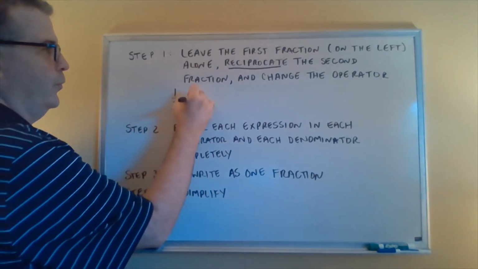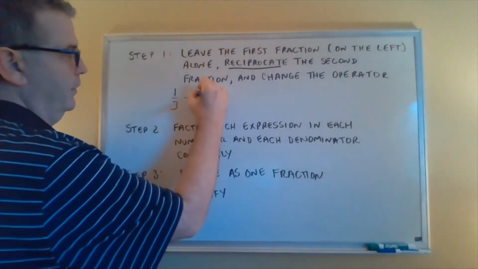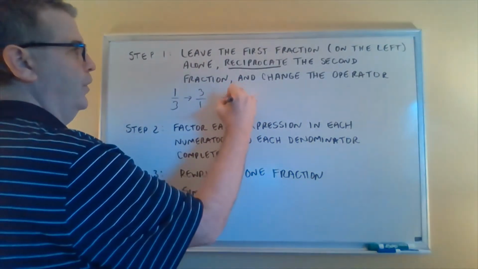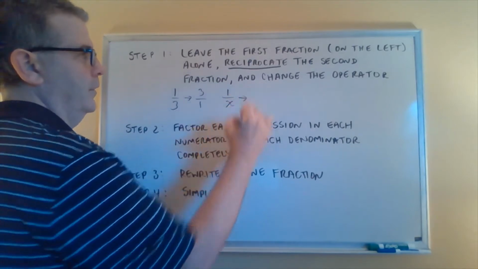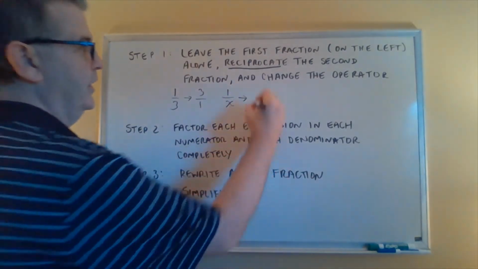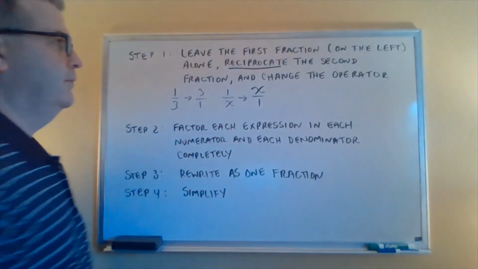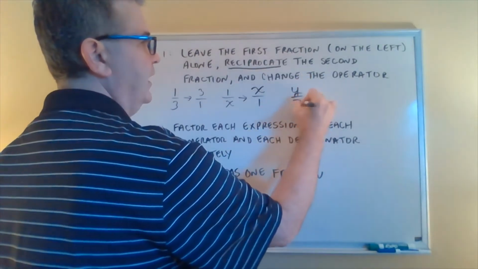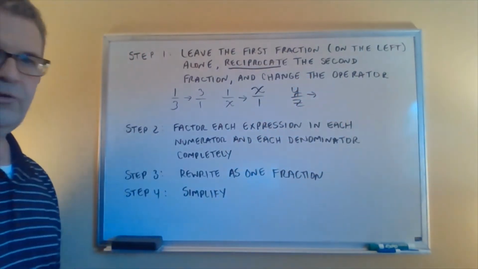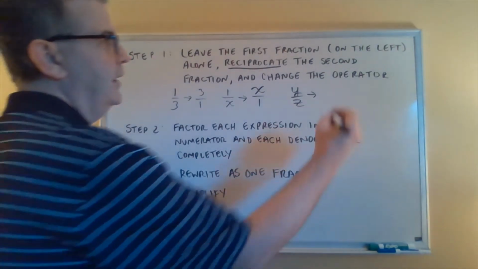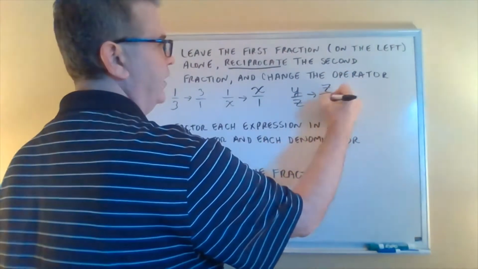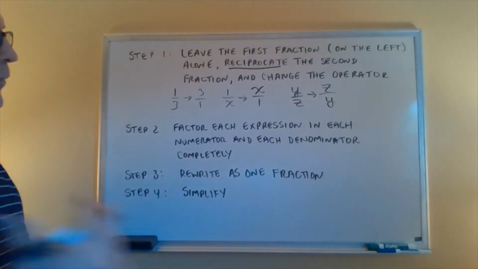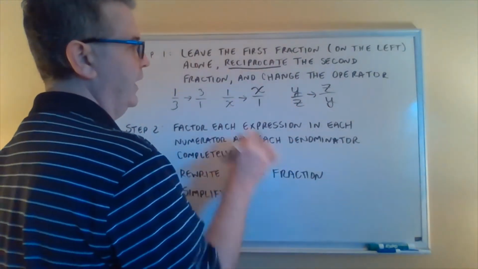So what is the reciprocal of 1/3? 3 over 1. How about the reciprocal of 1 over x? Well, that reciprocal would be x over 1. What if I had y over z? What's the reciprocal? If I were to reciprocate that fraction, y over z, I just flip it and I get z over y. That's what it means to reciprocate a fraction.